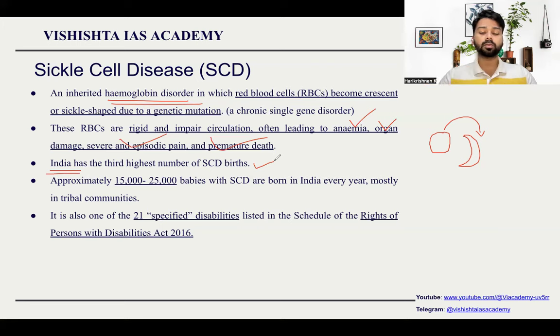Approximately 15,000 to 25,000 babies born each and every year face sickle cell syndrome. One important point, it is mentioned as a disorder or a disability under the Rights of Persons with Disabilities Act, 2016. We passed the Act, in which we provided some kind of reservation for people who are coming under these 21 mentioned diseases. And we have mentioned how people should be treated and what kind of care should be taken for all these people. So everything is mentioned here.